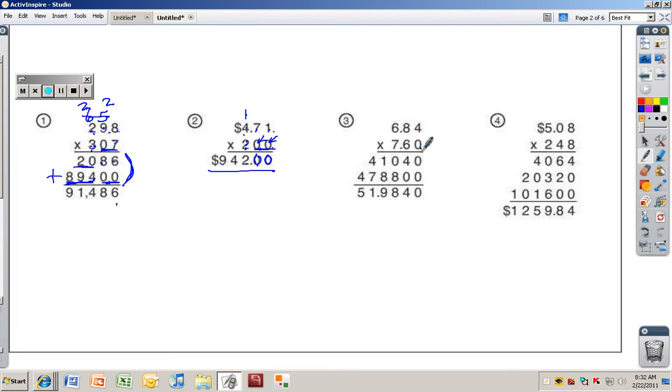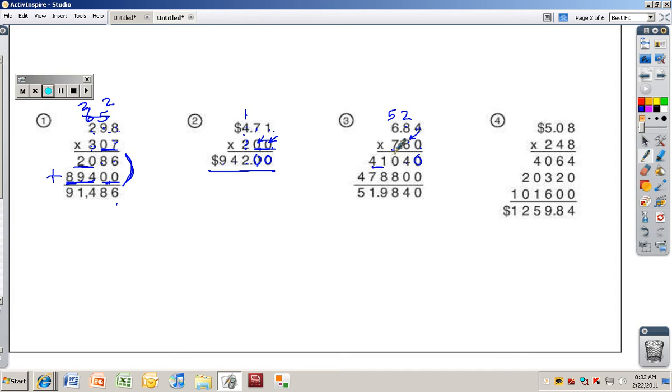We have a 0 in the ones place, and so they just put down the placeholder and skip straight to multiplying times the 6. So 6 times 4 is 24, carry the 2. 8 times 6 is 48, plus 2 is 50, carry the 5. 6 times 6 is 36, plus 5 is 41.